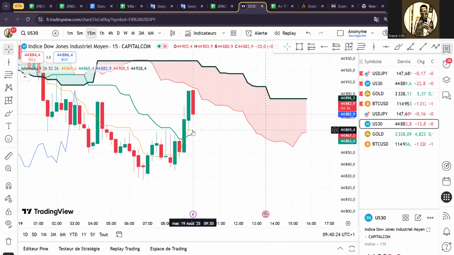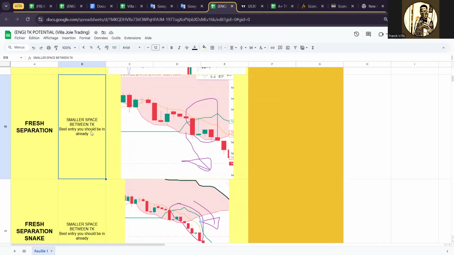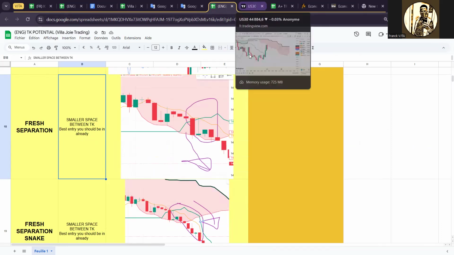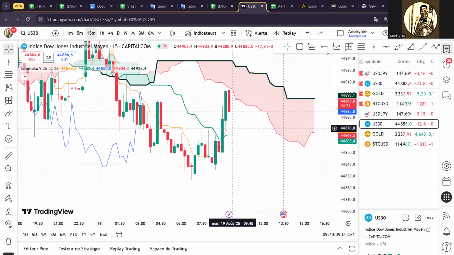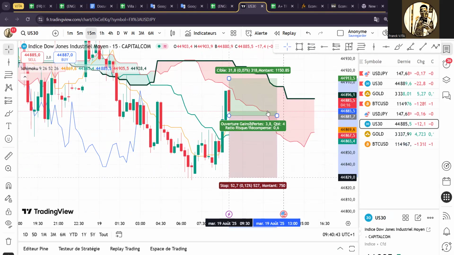Don't miss out on this fresh separation. Do everything, but the fresh separation is the best entry. You should be in the trade already, even just right here like this.